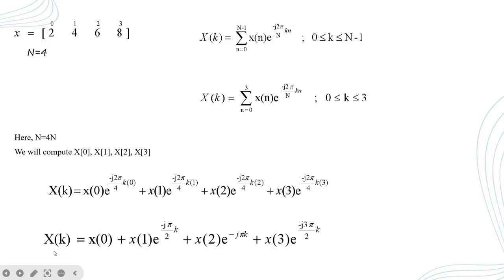So here we'll simplify this. X(k) will be equal to x(0). This term is multiplied by 0, so e raised to 0 will be 1. Therefore this first term will be x(0) only, x(0) into 1. Plus x(1) e raised to, 2 ones are 2, twos get cancelled, so you get minus jπ/2 into k, k into 1 is k. So you will get e^(-jπ/2 · k). Next is x(2) e raised to, here 2 twos are 4, and the 4s get cancelled.